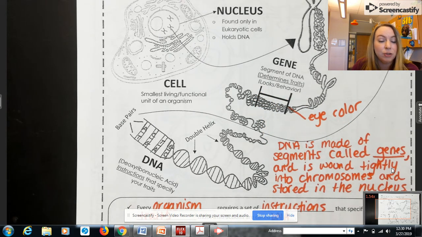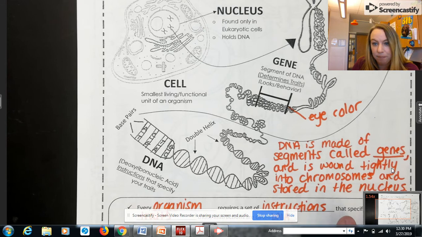That could be a visual thing like eye color, or it could even be a behavior like we talked about earlier about the waggle dance in the bee. That's actually coded for in the bee's genetic makeup.